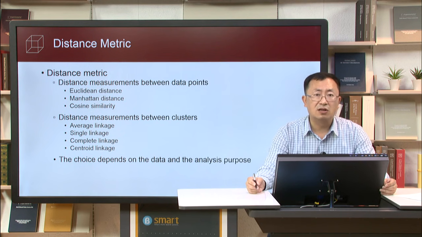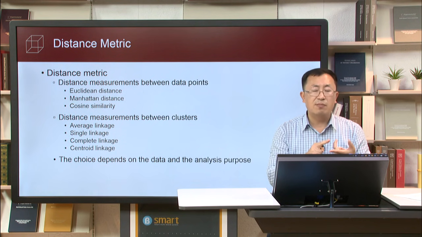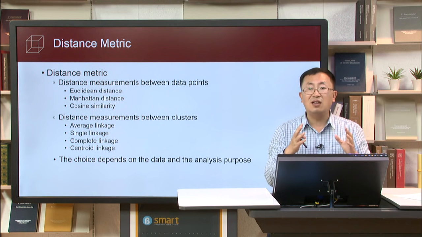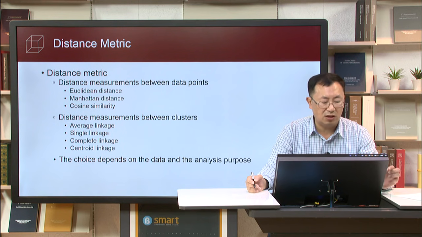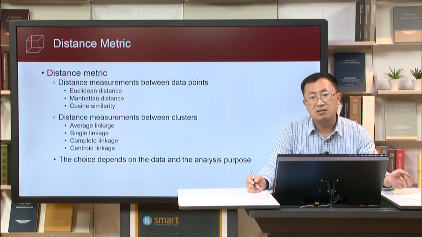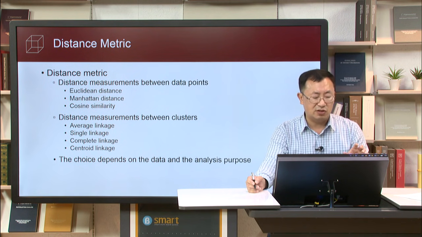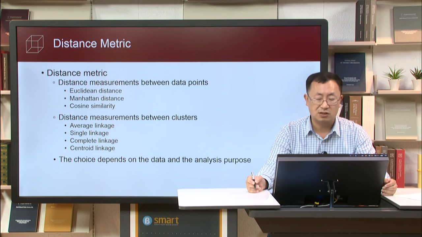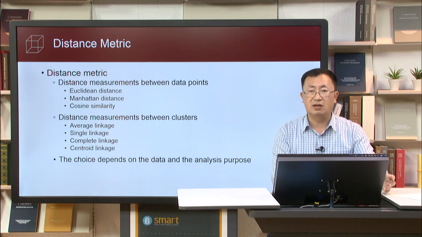Right. So we first take a look at the proximity or distance measure. As already mentioned, we need to consider two types of measure in this case. One is the distance measurement between two data points, and we also need to consider the distance measure between clusters. There are many measures associated with the distance between two data points, including Euclidean distance, Manhattan distance, and cosine similarity. And the measures for the distance between two clusters include the average linkage, single linkage, complete linkage, and centroid linkage. The choice of this measure or metric depends on the data and the analysis purpose.